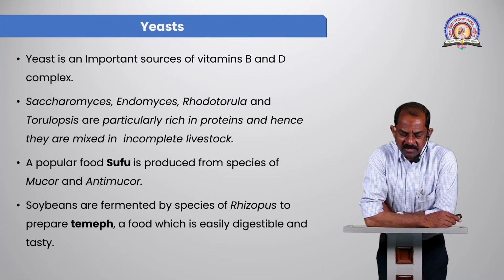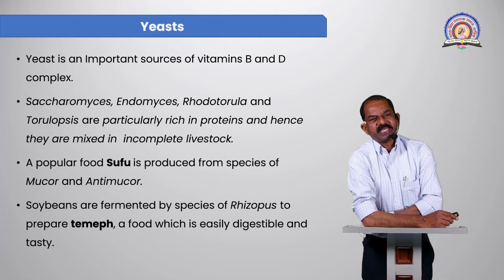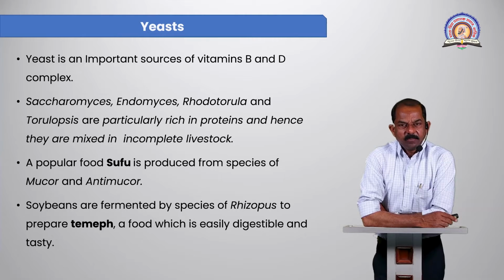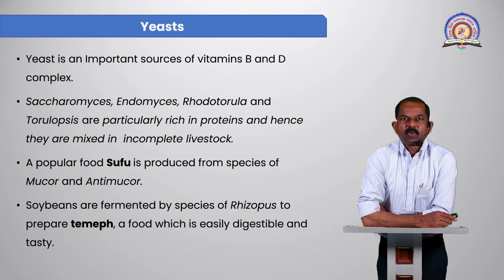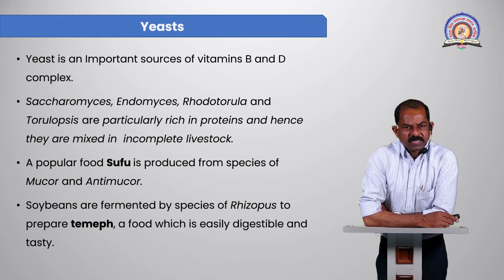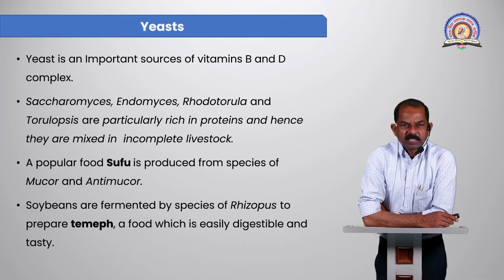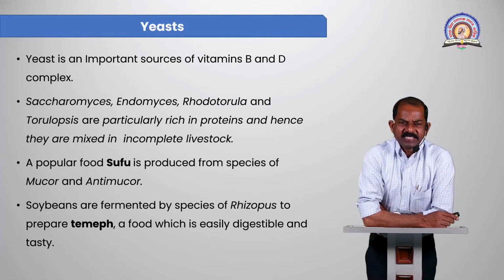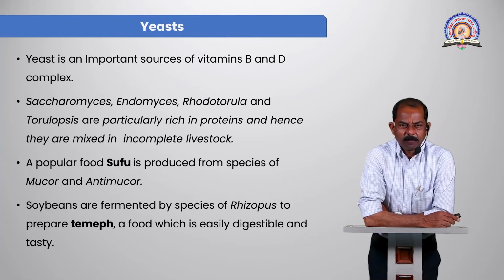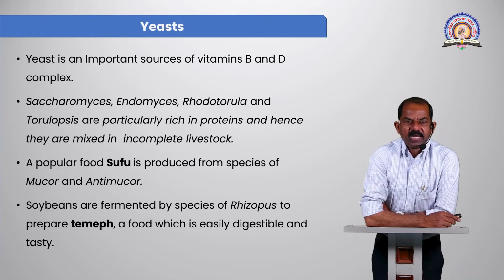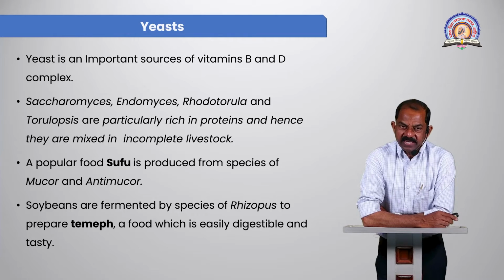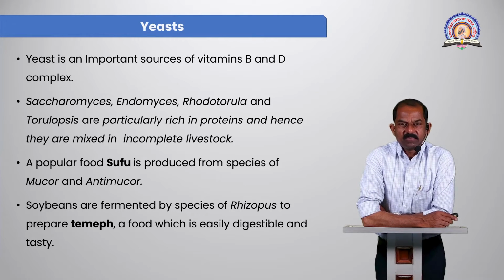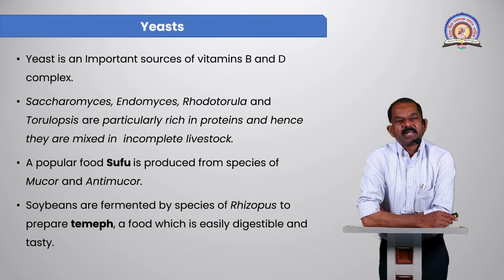Fungi also play an important role as a food. One of the fungi, yeast or Saccharomyces cerevisiae, plays an important role as an important source of vitamin B and D. Saccharomyces, Endomyces, Rhodotorula and Torulopsis are particularly rich in protein, and hence they are mixed in food. Means with their help we obtain protein, and not only protein but also vitamin B as well as vitamin D.